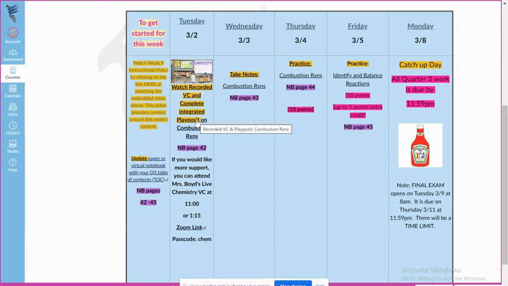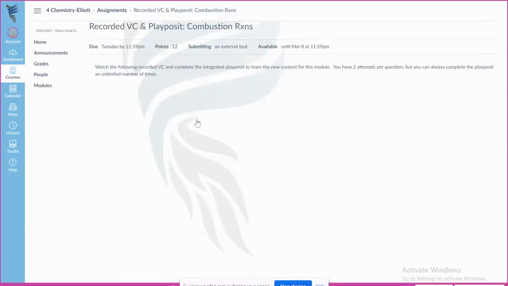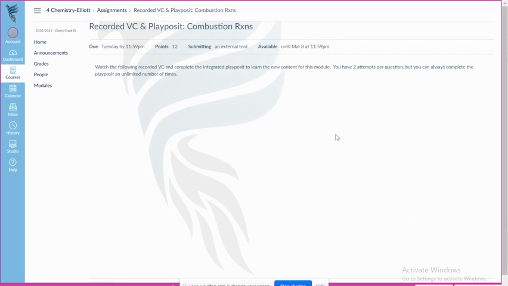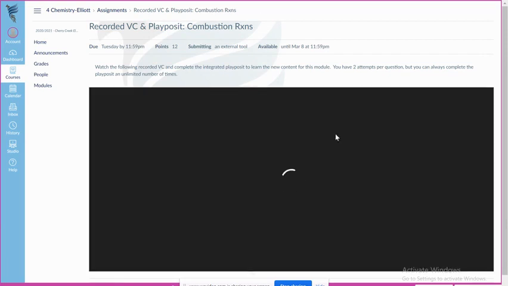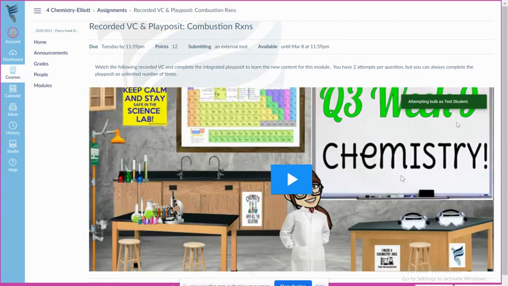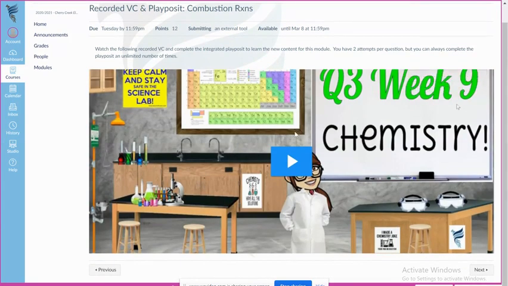There's also an integrated play pause it. This is going to cover all of the most important ideas behind combustion reactions, which is our last reaction type of the 5 that we've been talking about this quarter. So when you click on this, it will take you straight to the video. You just hit play, and then there's integrated questions as you go along.